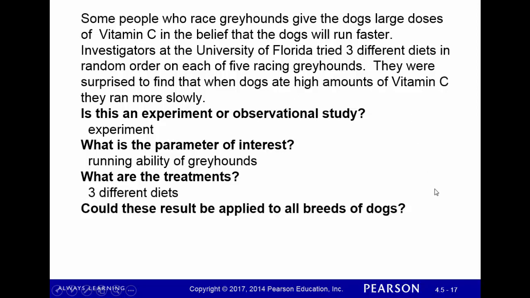Could these results be applied to all breeds of dog? No, because we only studied greyhounds. We have to be careful not to try to make an inference to a different population. We only used greyhounds. If we wanted to make an inference to beagles, we would have to run an experiment with beagles.